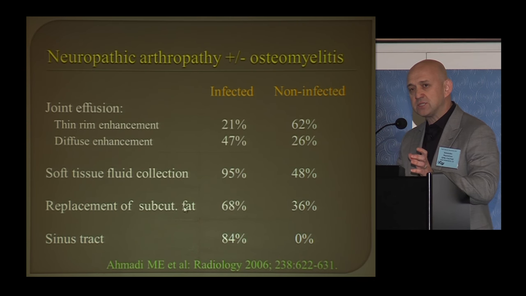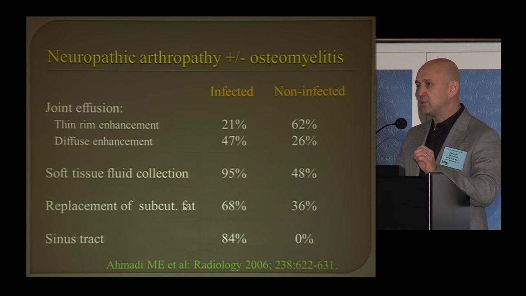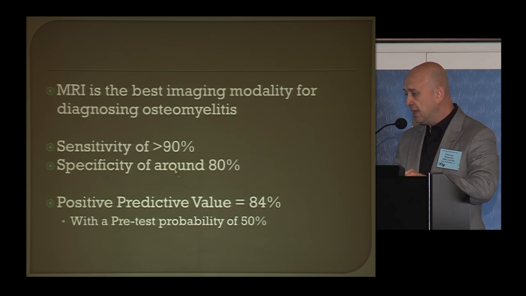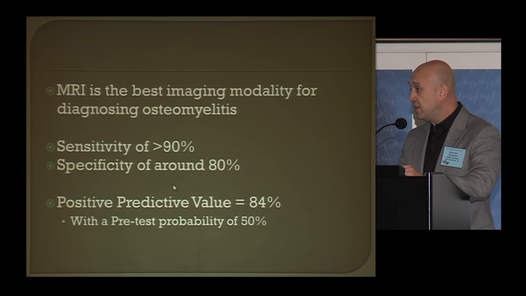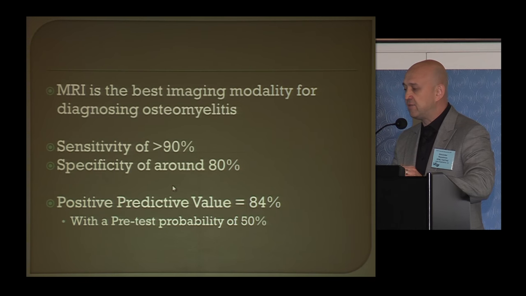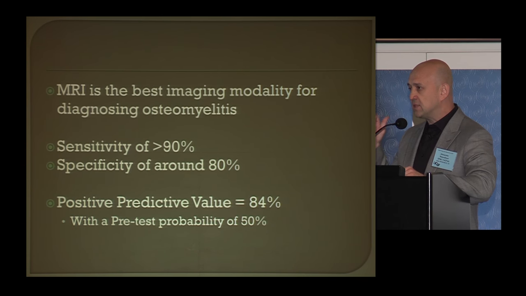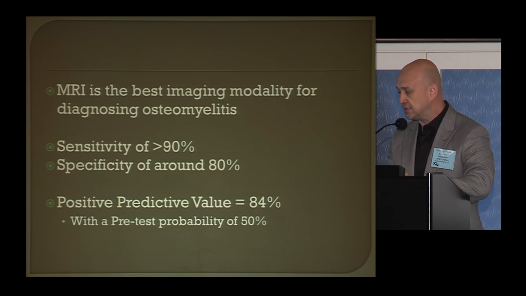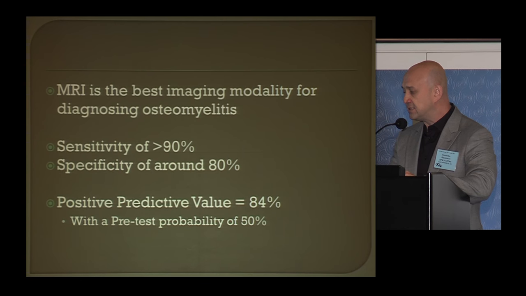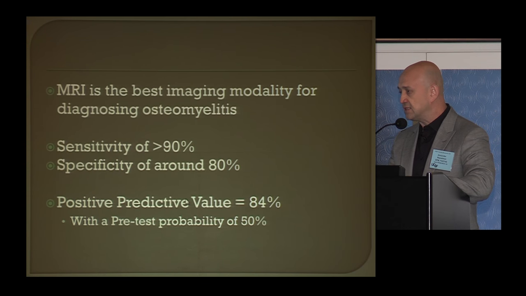So if you see a sinus tract, that actually leads you to believe the MRI is positive and is truly positive. So what can we surmise and how can we summarize the MRI? Well, we know that MRI is the best imaging modality for diagnosing osteomyelitis. Hands down, there's no argument that MR is better than x-rays, it's better than CT scans, it's better than bone scans. And why is that?